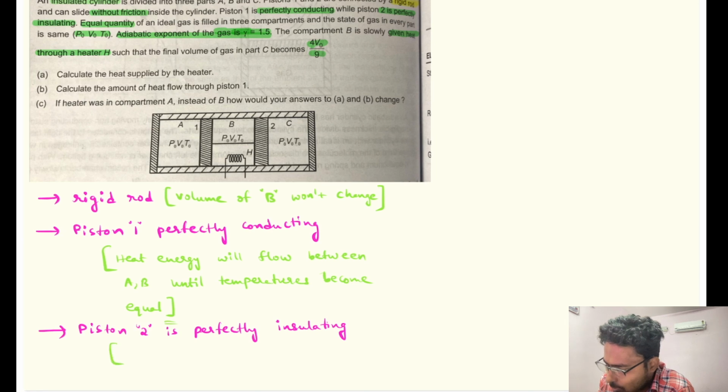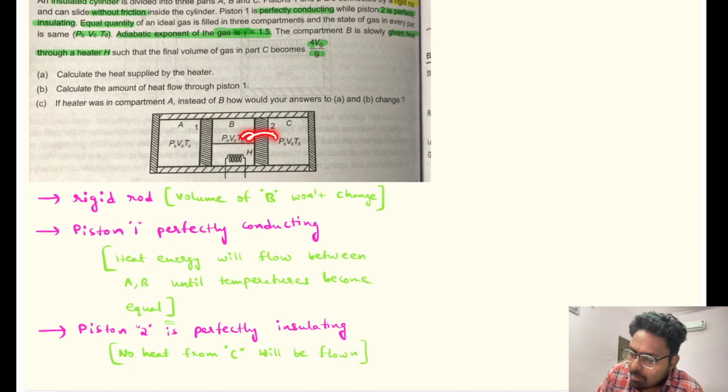So the takeaway from this point is no heat from compartment C will be flown to where? To the surroundings. No heat from C will be flown. Either from the surroundings it won't flow, or to compartment B it also won't flow. That means delta Q for compartment C is 0.